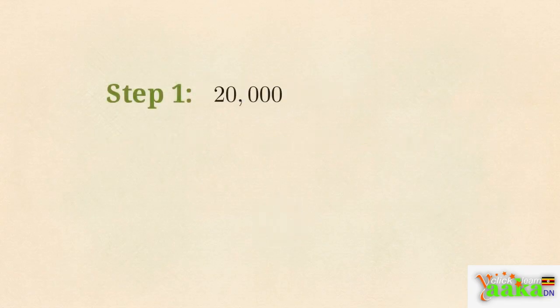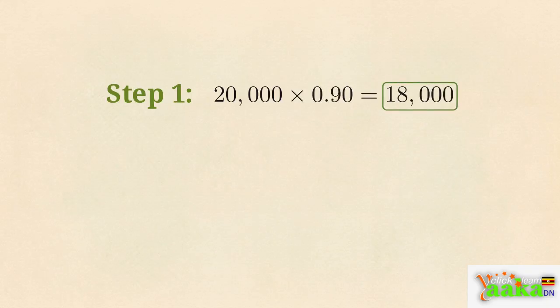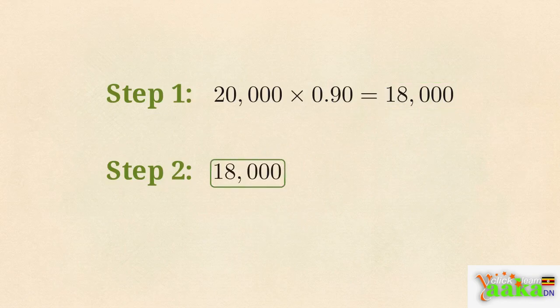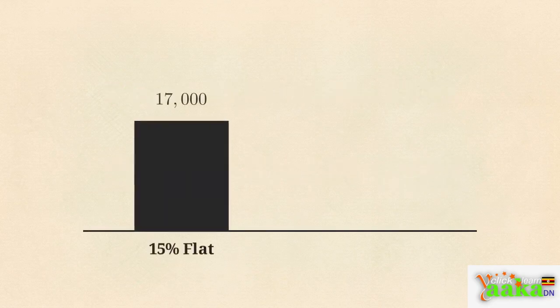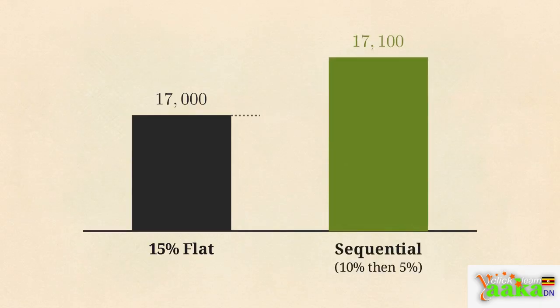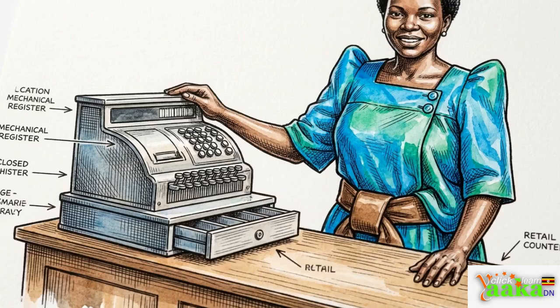The first step is to apply the initial 10% reduction to the 20,000 shilling base. Multiplying by 0.90 gives a new intermediate price of 18,000 shillings. Now, the critical second step. We apply the 5% cash discount to the newly reduced 18,000 shilling price, not the original starting price. Multiplying by 0.95 leaves us at 17,100 shillings. If you had simply taken a flat 15% off the original 20,000, the final price would have been lower. Calculating successive discounts step by step yields a mathematically higher final price, protecting the seller's profit margin.